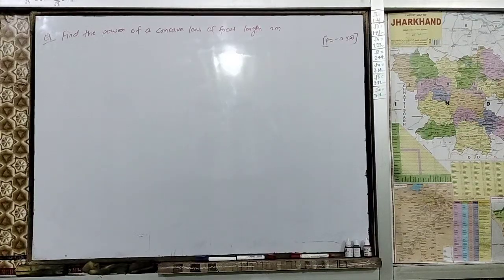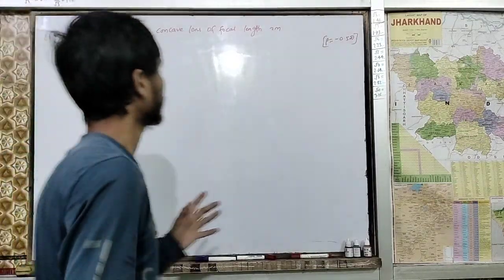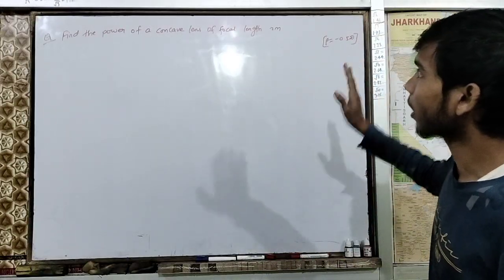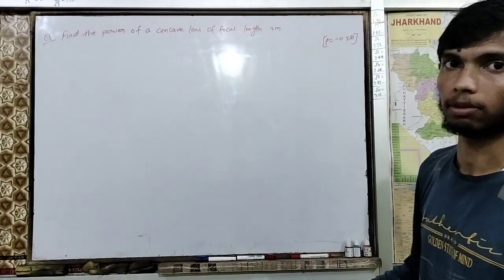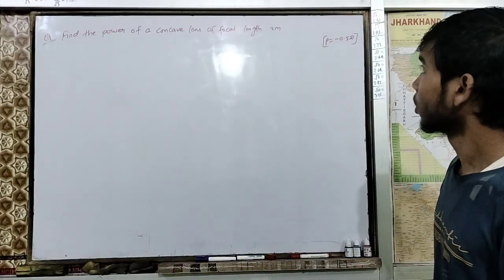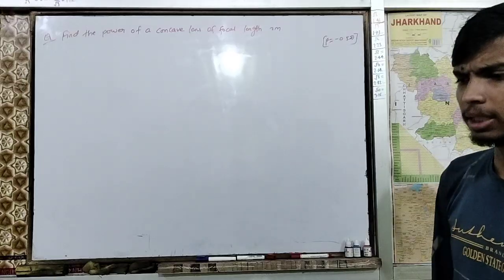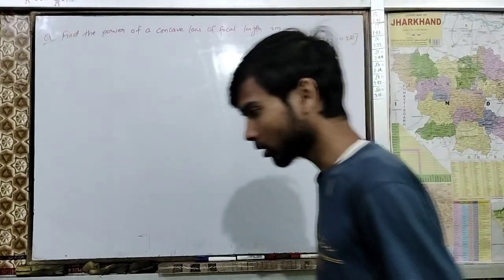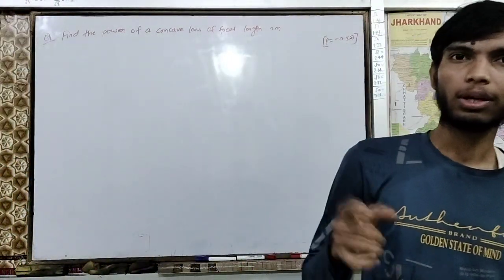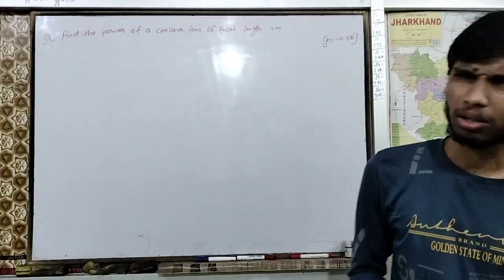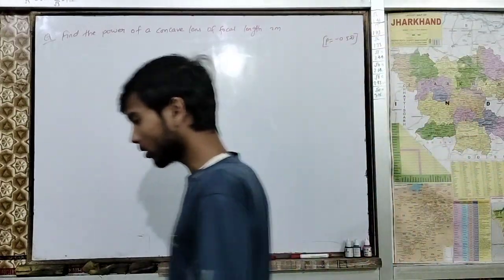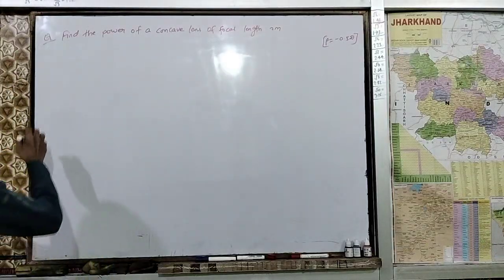Try to understand, brother. Krishna is directly asking you what will be the power of the lens where the focal length is given. So tell me, if the focal length is given and Krishna is asking what should be the power of the lens, will you not be able to calculate it? I don't think so. Whatever points are given, you can write in your answer.